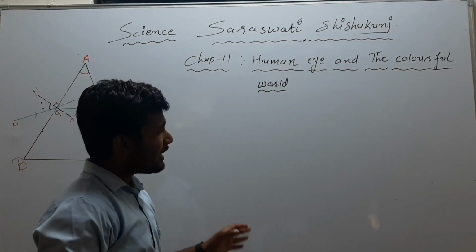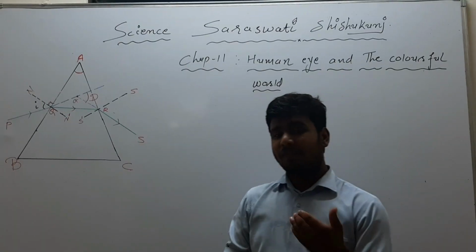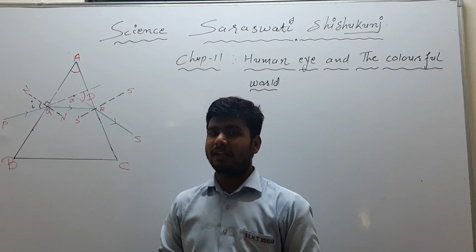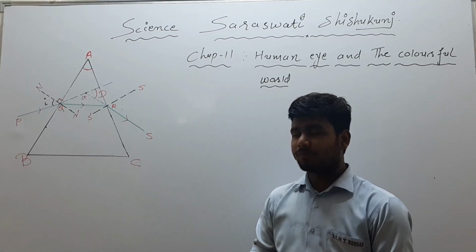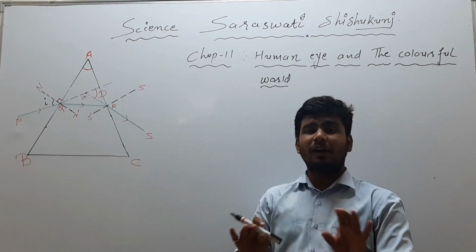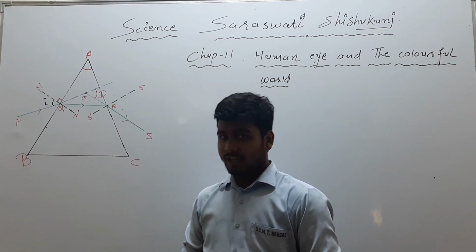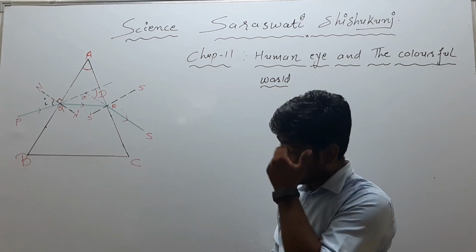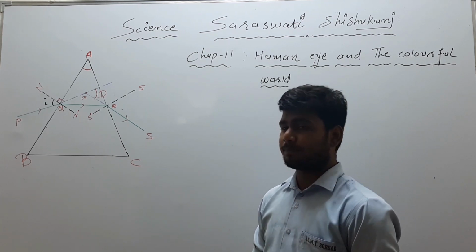Now in today's third video we are going to understand about refraction through a prism. We will also understand the phenomenon of dispersion of light by a prism, the recombination of dispersed light, and how a rainbow is formed. So let's start from our first topic, that is refraction through a glass prism.